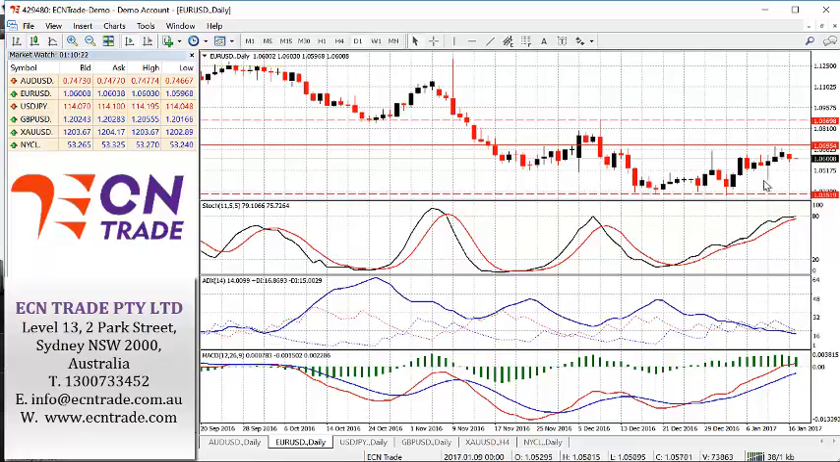But at this stage, let's see how the market trades in the next 24 hours and see if we do get that bearish view coming through. Also to note that the indicators are slightly molding to a negative outcome.